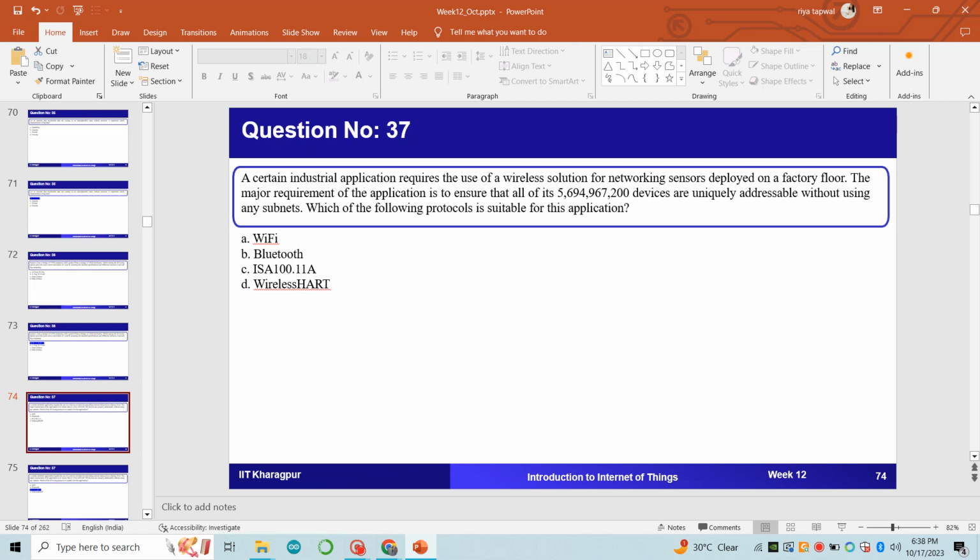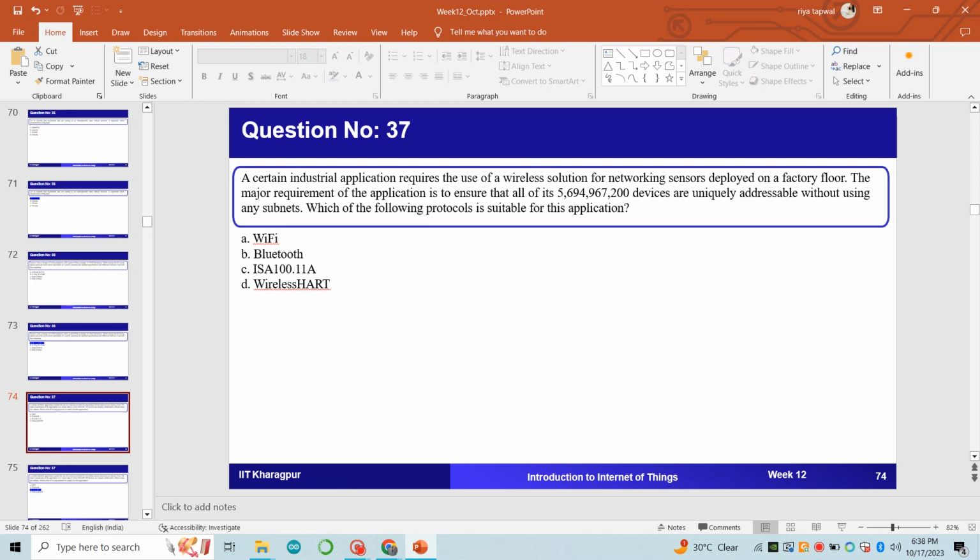Anyone? D, wireless HUD. Anyone else? Option C, it's a guess.